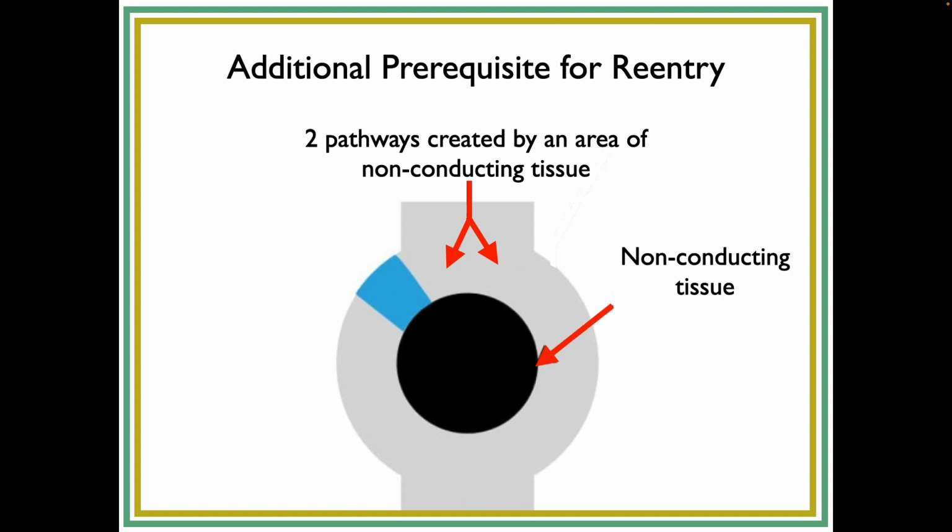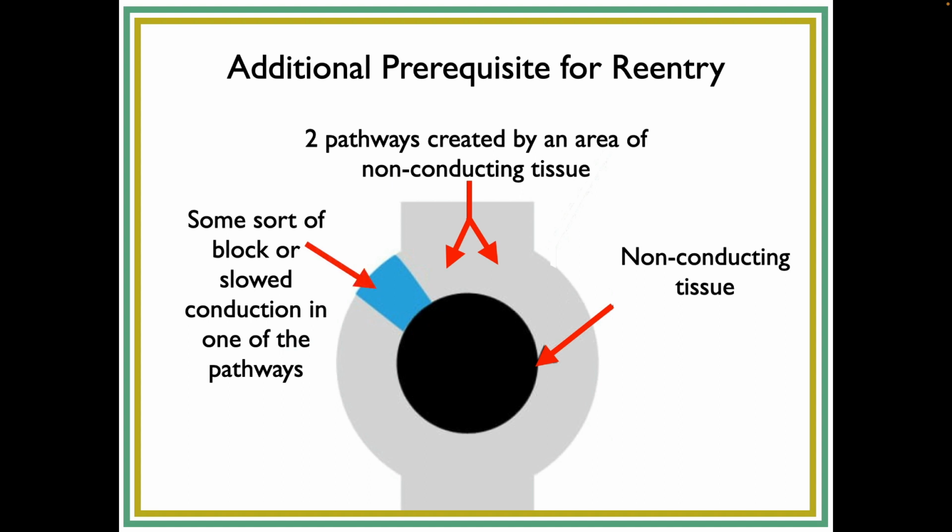The second one is you have to have some sort of block or slowed conduction in one of the pathways. In other words, this is the electrical current, and it's just going to go fine down here, no problem. It's going to circle around and go. But for some reason, ischemia, electrolyte imbalance, we don't know exactly why in this situation, this electrical current is going to come here and it's going to stop.